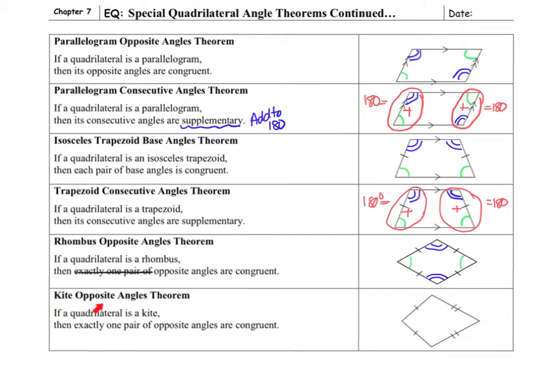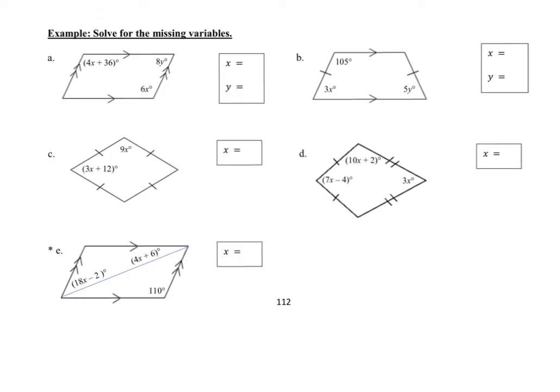For the kite opposite angles theorem, if a quadrilateral is a kite, then exactly one pair of opposite angles are congruent. So if you look at the kite to the right, you have an angle up here and an angle down here. These are going to be the only angles that are congruent. These are not necessarily going to be congruent. So let's take a look at some practice problems where we can apply some of these theorems.